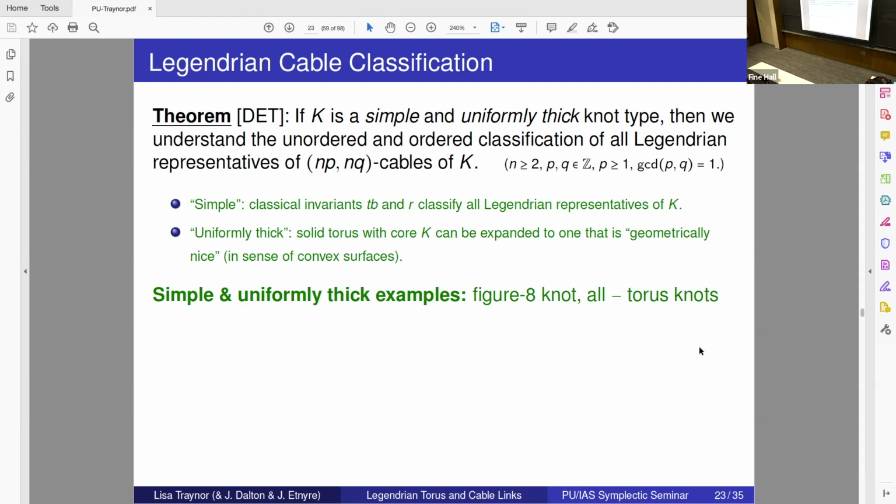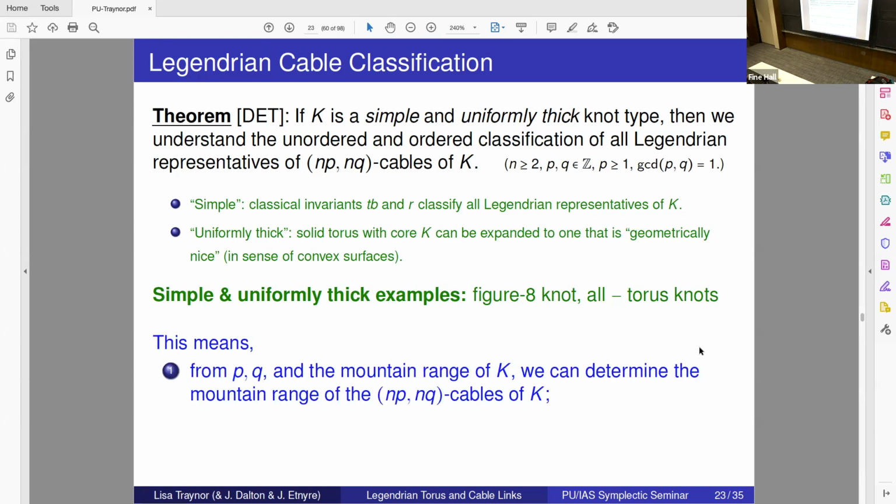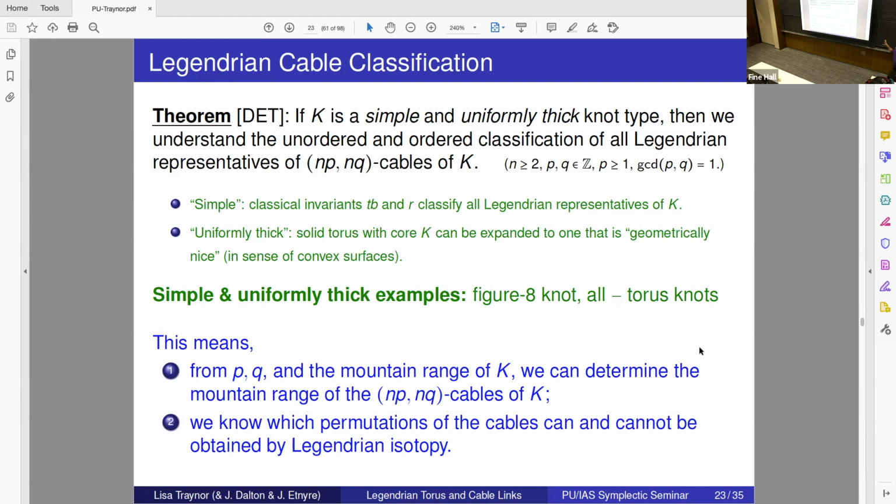What I want you to take away from the statement of the theorem is that if I know the mountain range of K, and you give me a p and q, I can completely determine the mountain range of all the n (p, q) cables. I know exactly which permutations can be done and which cannot. So basically we understand all of them, in the case where K is simple and uniformly thick.